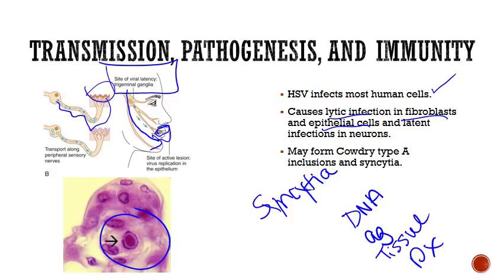The HSV virus also encodes a thymidine kinase scavenging enzyme, and that actually facilitates its replication in non-dividing cells. So remember, it's hanging out in neurons. Neurons don't divide all that often. They're kind of slow growing. So it uses this thymidine kinase to be able to facilitate its replication in cells that might not be so easy to infect. Cell-mediated immunity is required for resolution, and there's actually a really limited role for antibody in HSV.